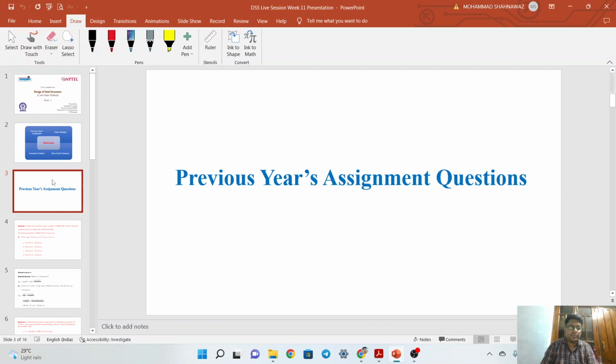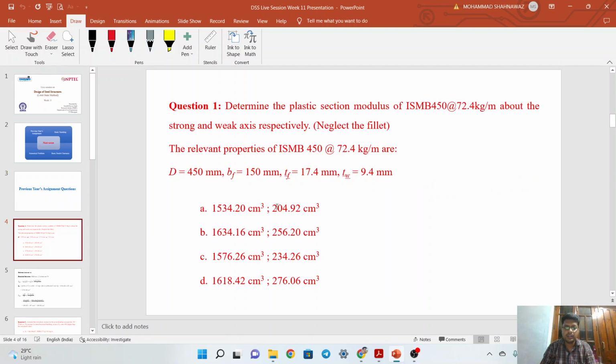Now, coming to the previous year's assignment questions. In question number 1, it has been asked to determine the plastic section modulus. They are asking to calculate the plastic section modulus of ISMB 450. This is an I section, and its relevant properties are given here. D is equal to 450, bf is equal to 150 mm.